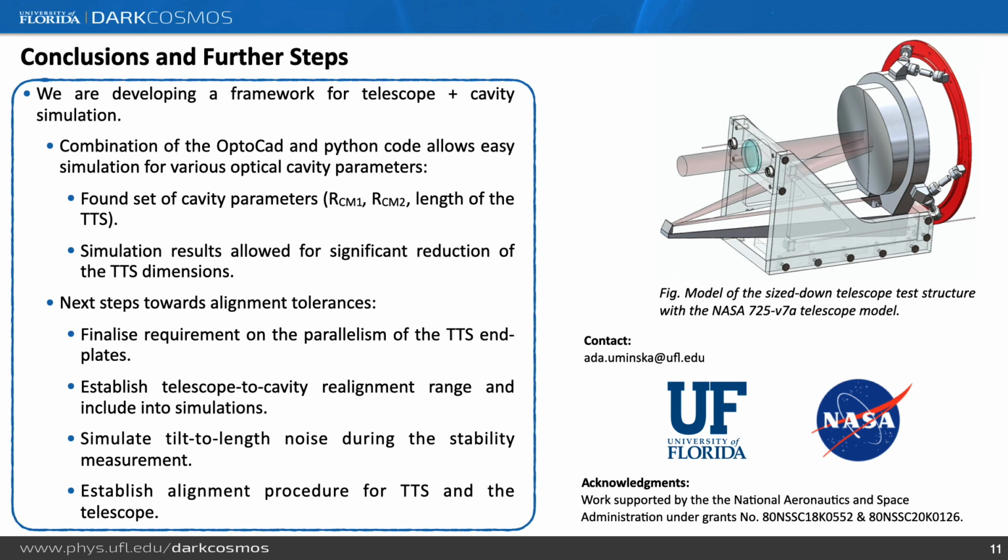The next steps are towards establishing alignment tolerances of the structure itself, the range of the telescope to cavity alignment, simulation of the potential noise coupling during the measurement, and establishing the alignment procedure.